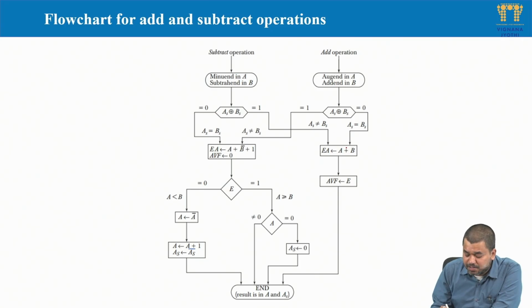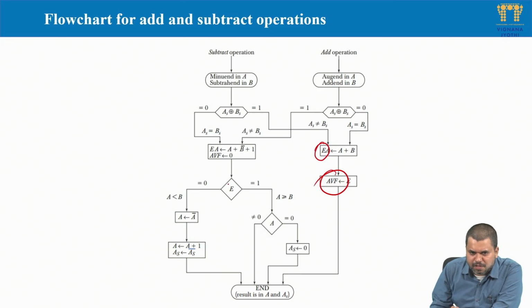So how to perform addition? Just add the two values, and the result will be saved in A and the carry will be saved in E. Then transfer this E flag to AVF to indicate the overflow condition to the programmer. Similarly, you perform subtraction. If the signs are different in case of addition, or the signs are equal in case of subtraction, perform the subtraction. So we are performing A minus B here, using the 2's complement method.